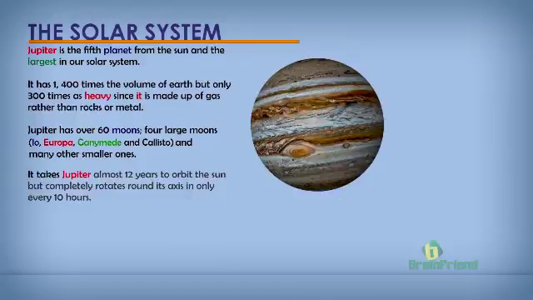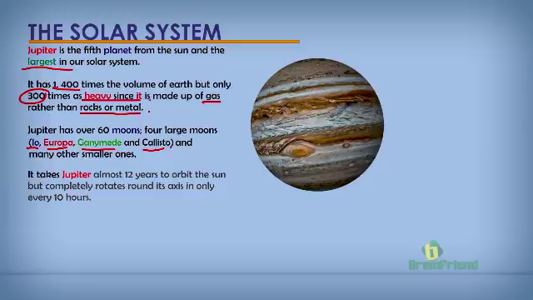Jupiter is the 5th planet in our solar system, and it is the largest planet in the solar system. It has 1,400 times the volume of Earth, but it is only 300 times as heavy since it is made up of gas rather than rocks or metals. Jupiter has over 60 moons, that is over 60 satellites. 4 of them are quite large and known as Io, Europa, Ganymede, and Callisto. There are other smaller moons that also revolve round Jupiter.